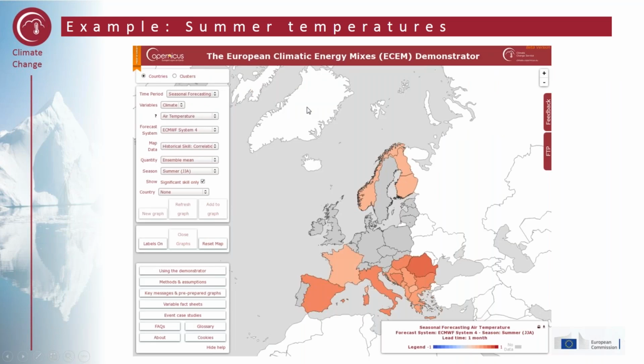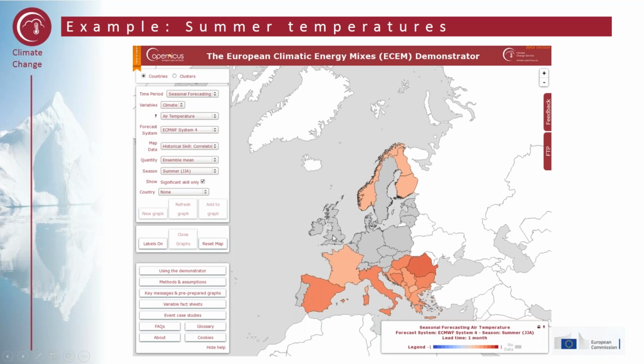So how's this data then shown in the ECEM demonstrator? So here's a screen grab of the demonstrator. So we have seasonal forecasting, climate data for air temperature selected from the ECMWF system 4, showing the correlation in the summer. So this is exactly the same data as I showed a few slides back with the country average, the correlations of the country average data.